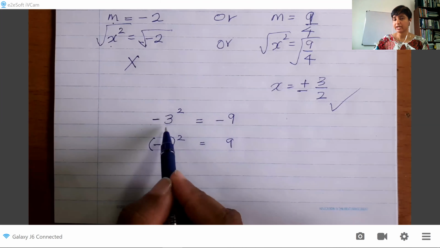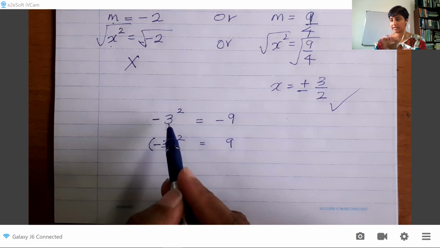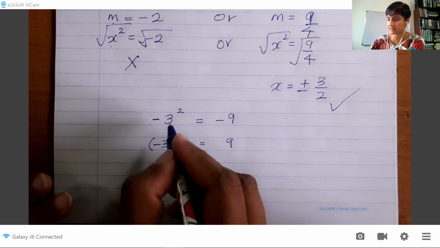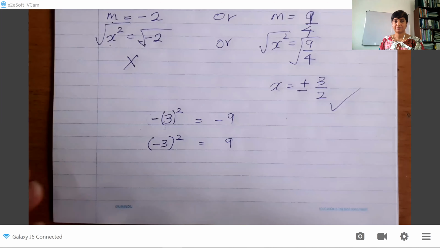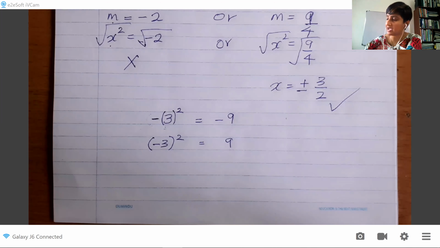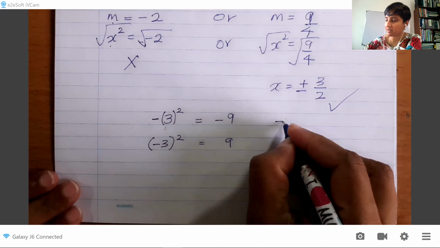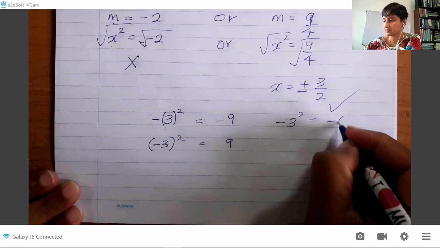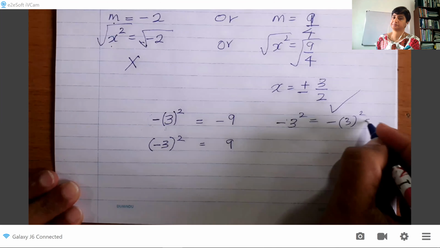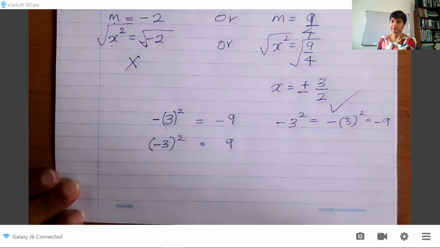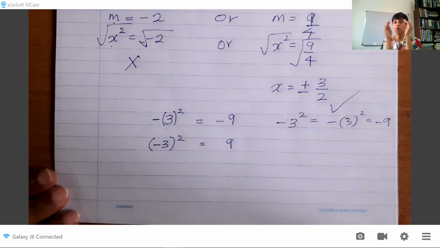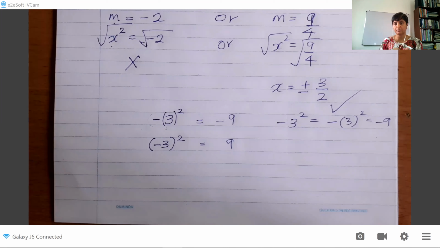9. So by not including a bracket to include the minus 3, you are telling me what this actually is. That's what it means. When you just have minus 3 squared, what it means is this. So that is minus 9. If you have the whole bracket, minus 3 squared, it means minus 3 times minus 3. That is 9. Clear?